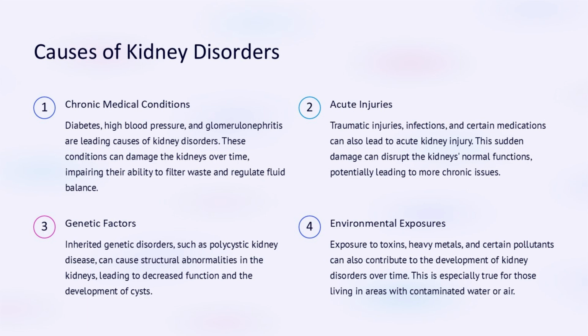Acute injuries, infections, and certain medications can also lead to sudden kidney damage, potentially causing more chronic issues. Inherited genetic disorders, such as polycystic kidney disease, can cause structural abnormalities in the kidneys, leading to decreased function and the development of cysts. Exposure to toxins, heavy metals, and pollutants can contribute to the development of kidney disorders over time, especially for those living in areas with contaminated water or air.